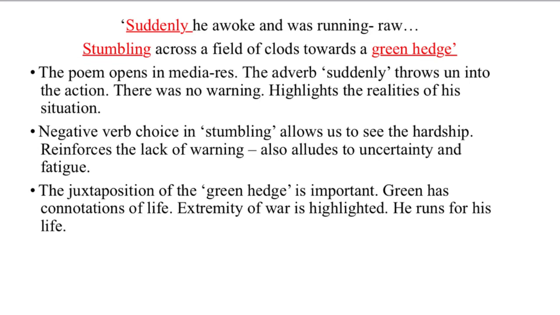We've also got the negative verb choice in stumbling, which allows us to see the hardship that he's going through. It reinforces that lack of warning. It also alludes to uncertainty or possibly to fatigue as well, which highlights the reality of war. We've also got the juxtaposition of the green hedge, which is important. Green has got connotations of life. It highlights to us the extremity of war here. He runs for his life towards that green hedge of safety.